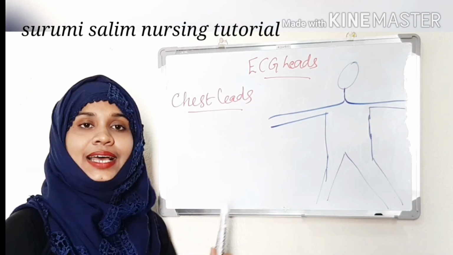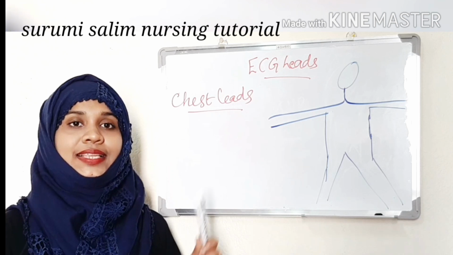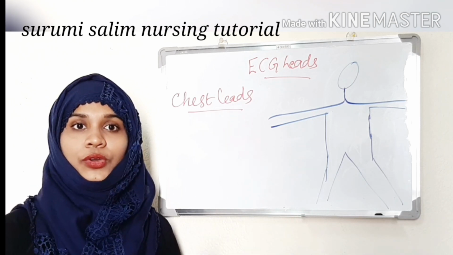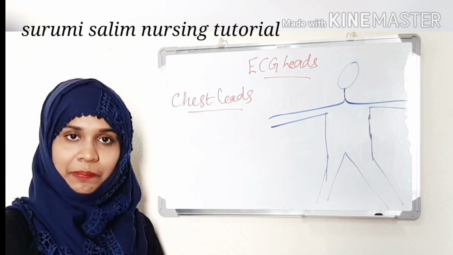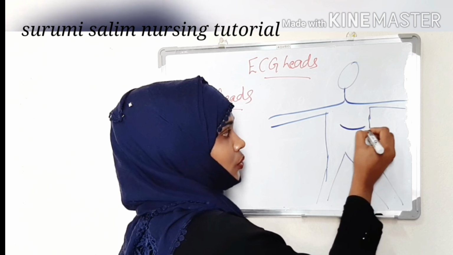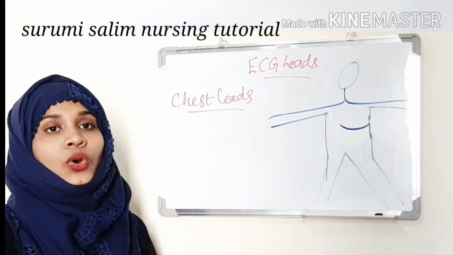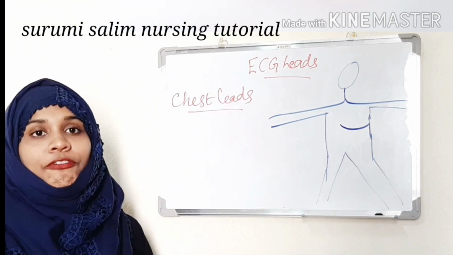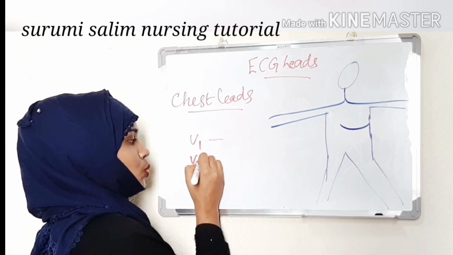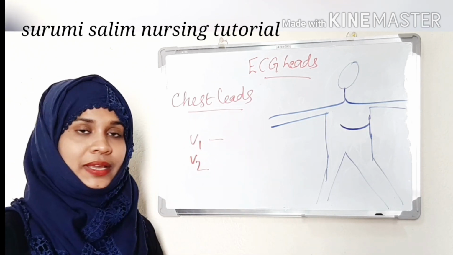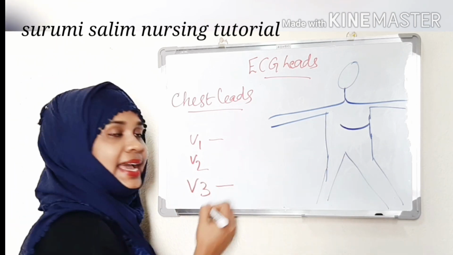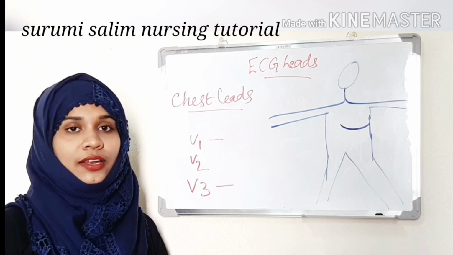So chest leads are otherwise called the precordial leads, and these leads give a horizontal plane view in the ECG, and they are placed like an arc in the chest starting from V1 to V6. Okay. So V1 is placed in the fourth intercostal space right to the sternum. V2 is placed fourth intercostal space left to the sternum, and V3 is placed diagonally between V2 and V4.